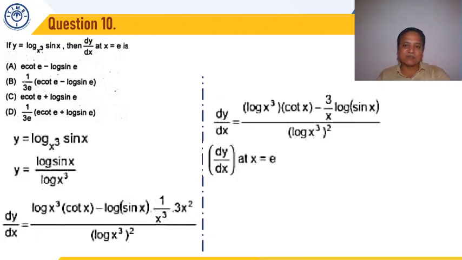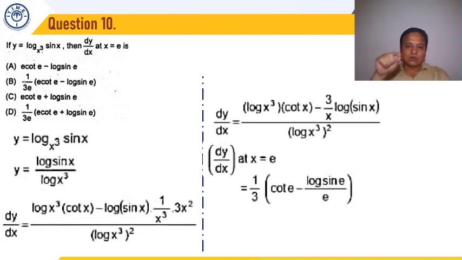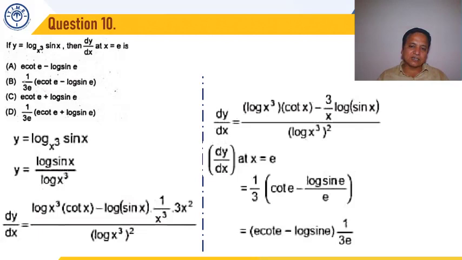What we get from the expression, if we carefully observe, is cot e in the numerator. Log x cube is log e cube, so 3 log e, 3 comes out common. And the denominator is 3 log e whole square, so 3 cancels out, and we get 3 left in the denominator. So it's cot e minus log sin e upon 3 by x, where x is equal to e. If we simplify it further, it comes out to be e cot e minus log sin e upon 3e.